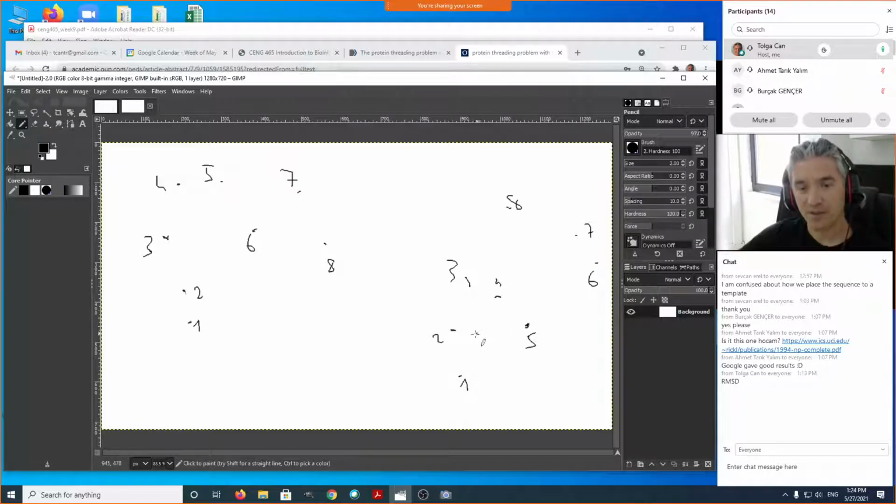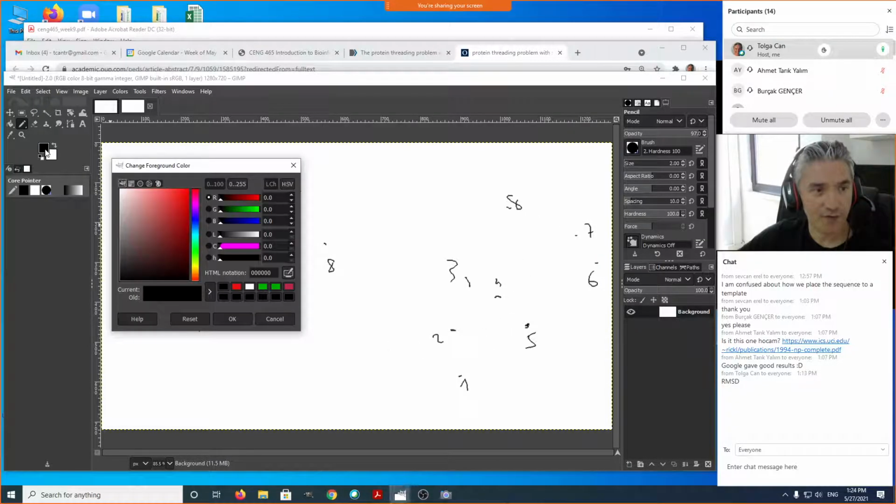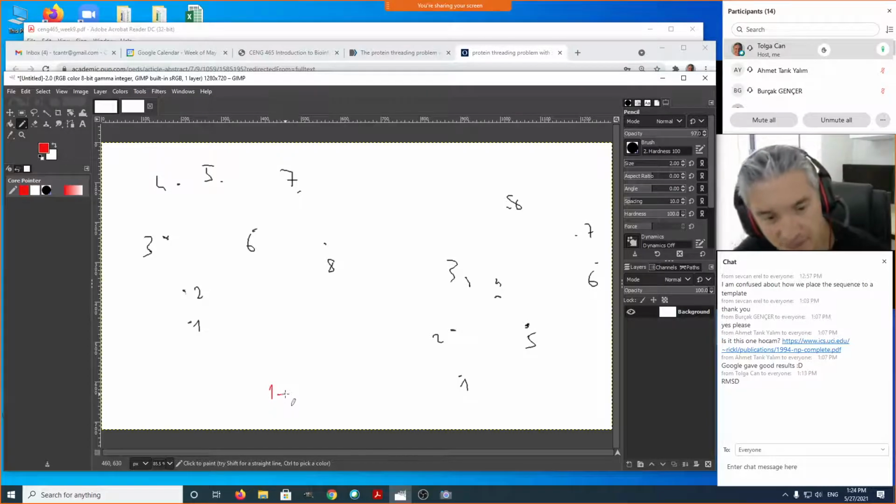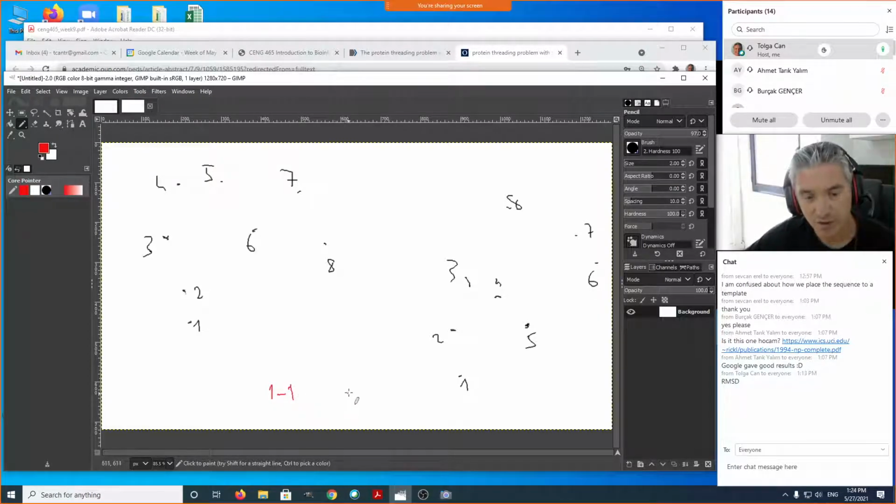Now, here's the problem. Considering these points and their orders, if I tell you that each corresponding number is matched against the other corresponding number, so I here is matched against the other I here. Okay, 1 matches 1, 2 matches 2.